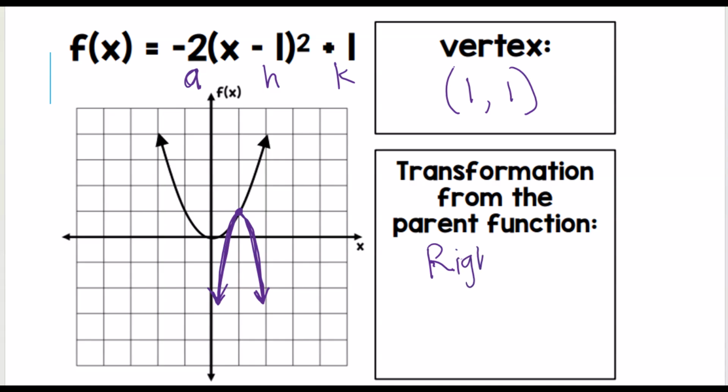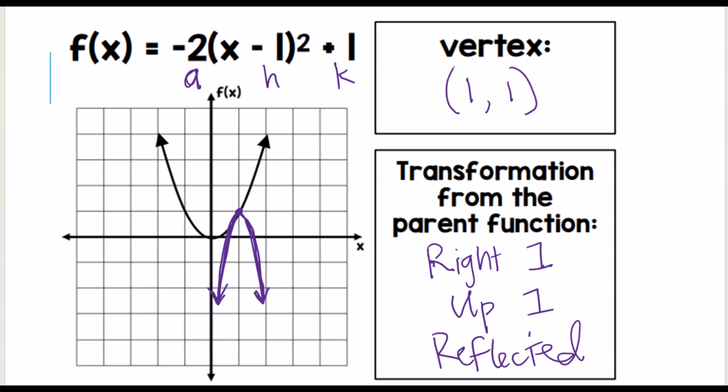So transformations. We went right 1, up 1, and reflected or flipped down. Oh, yes, and more narrow. Thank you for reminding me. And more narrow, if I can spell narrow. Yep, and the higher that number is, like if the number was 3 or 4, then it would get skinnier and skinnier, okay?